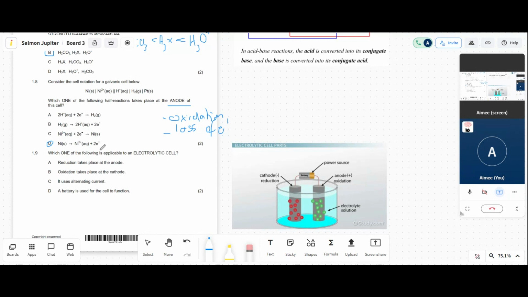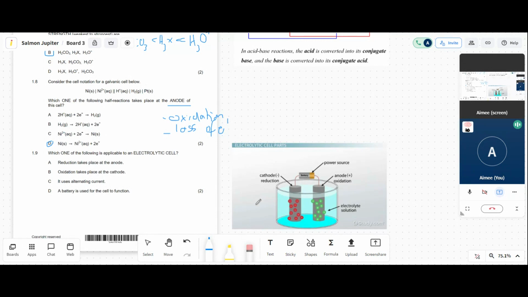Okay. 1.9. Which one of the following is applicable to an electrolytic cell? Okay, so let's have a look. A, reduction takes place at the anode. That's wrong. Oxidation takes place there. B, oxidation takes place at the cathode. Also wrong. We know that reduction takes place at the cathode. Okay, C, it uses alternating current. This is a physics concept, not a chemistry concept, so we can just cut it out, okay?